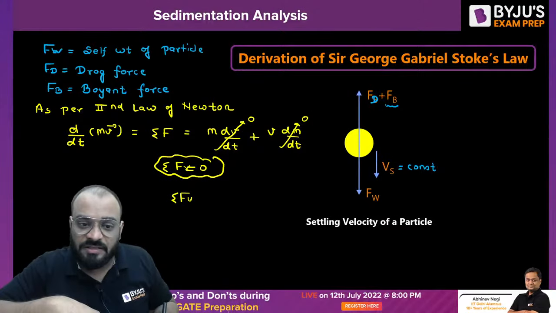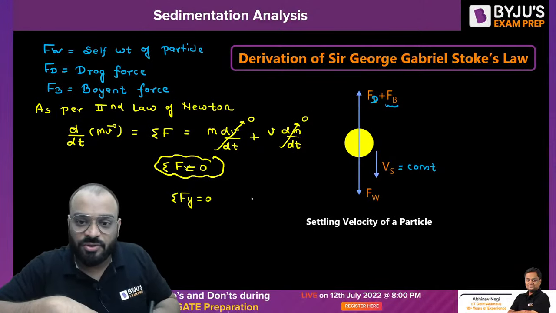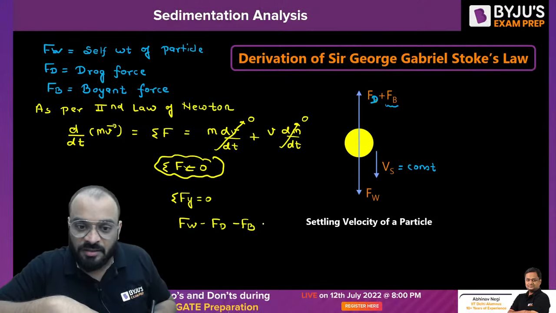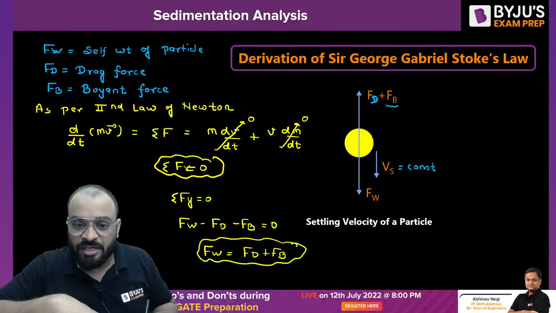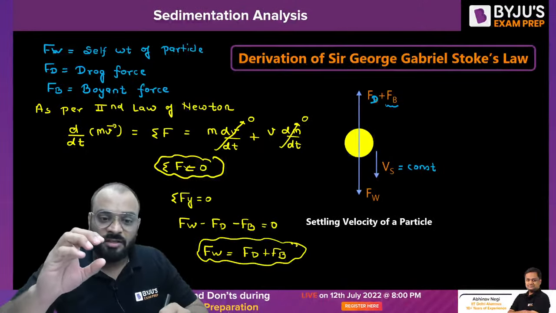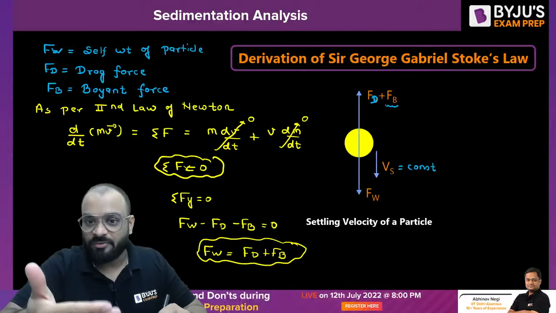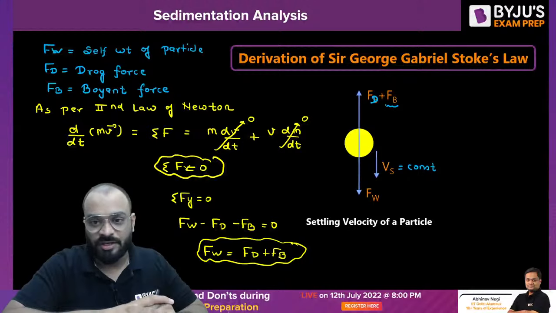Now, if such a situation is there, it is easy to write summation Fy is equal to 0 in this case. So can I write here Fw minus Fd minus Fb is equal to what? It should be equal to 0. So Fw is equal to Fd plus Fb. Correct? Now, guys, we need to write down the values of self-weight, drag force and the buoyant force. How much it is, that we need to understand.